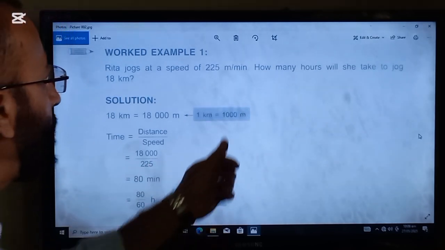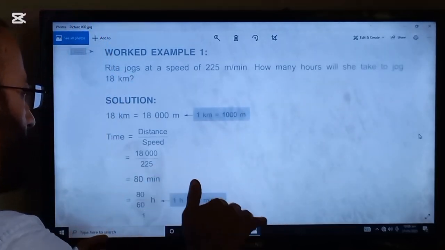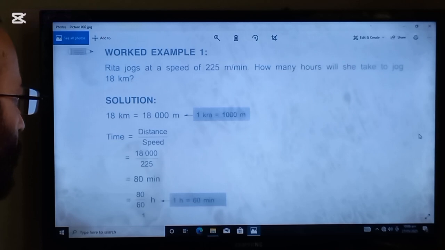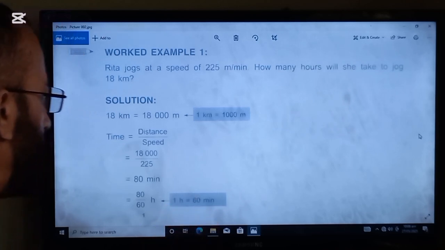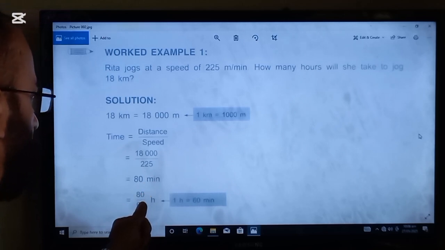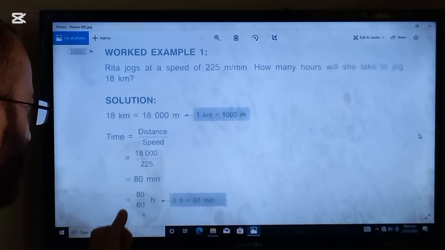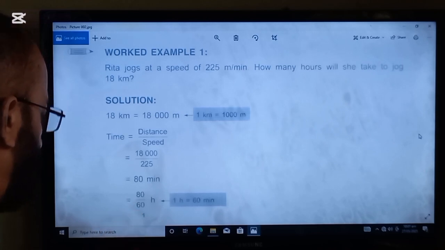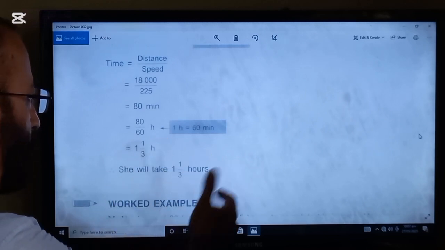But the requirement is how many hours. So now we will convert 80 minutes into hours. In 1 hour there are 60 minutes. To convert minutes into hours, the method is to divide the value by 60. So 80 divided by 60 will give us an answer of 1 whole number 1 by 3 hours. So it means she will take 1 whole number 1 by 3 hours.